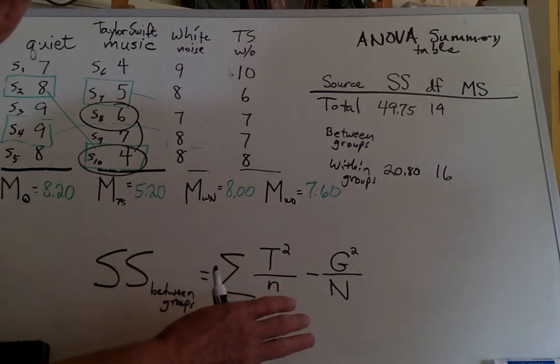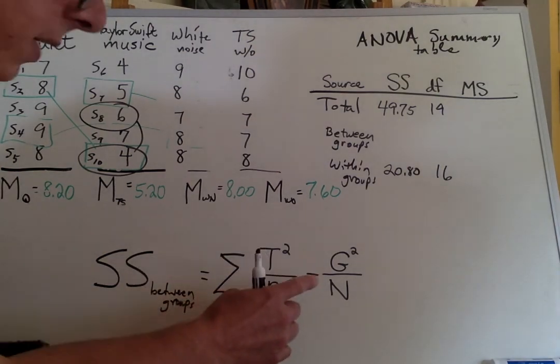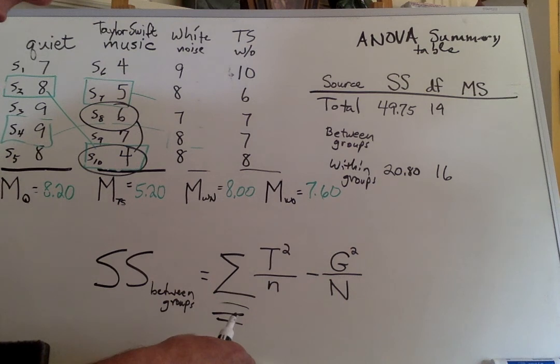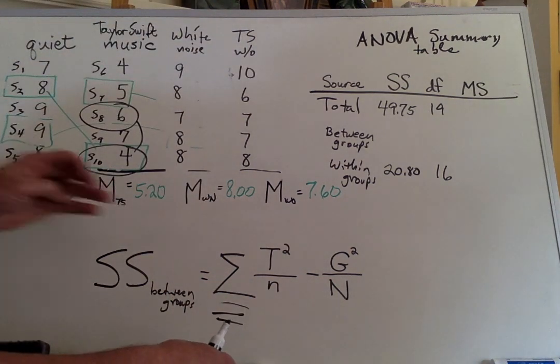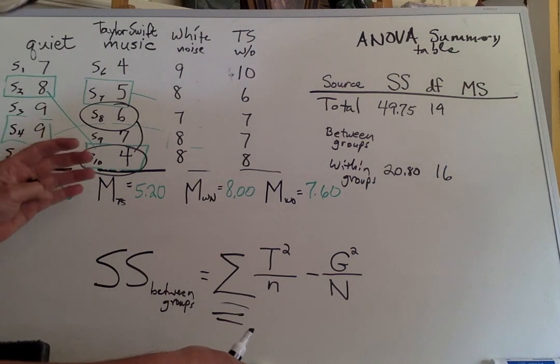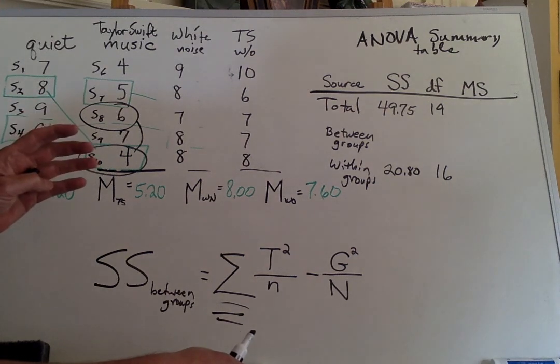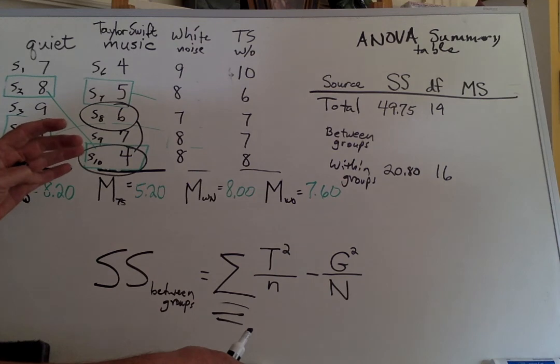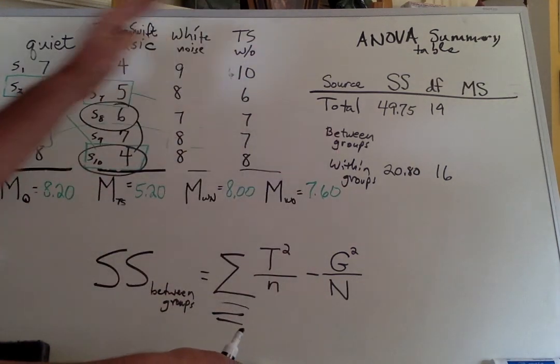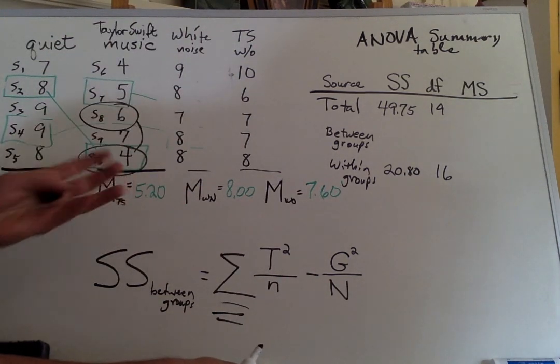I'll show you, okay? Minus, now what is G? G is the grand total. That is the total of all 20 scores. What did we say that was? 145, I think, right? And then big N is the grand total of all the people in the study.